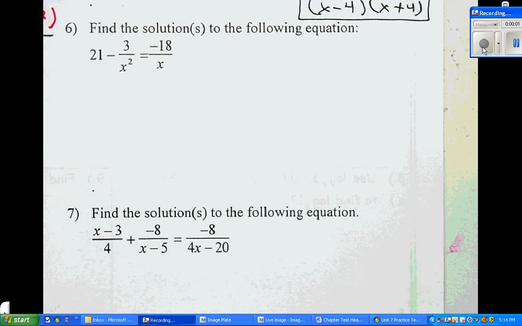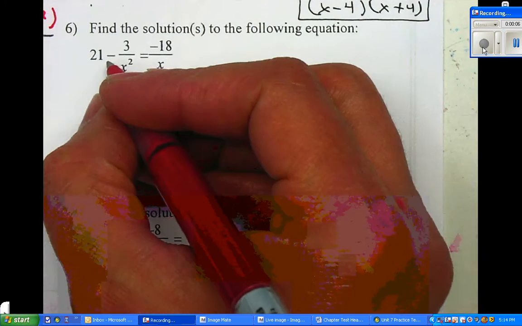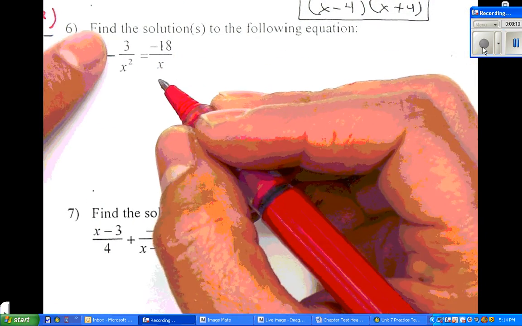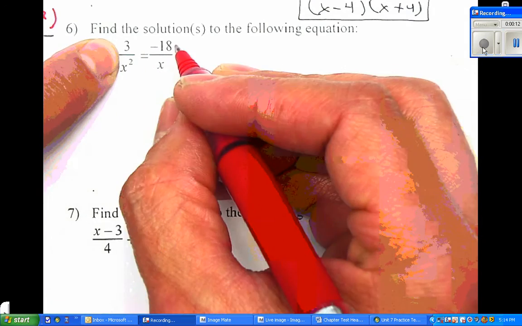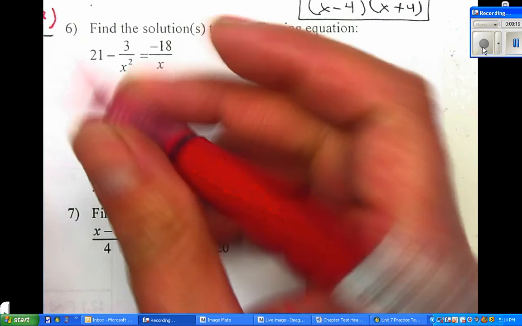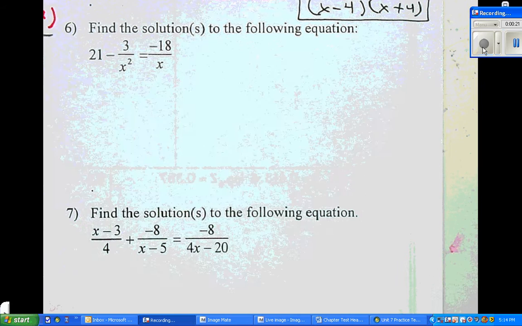On problem number 6, I have an equation, and if you notice, I have two terms on the left and one on the right. If we just had this type of problem, we can cross multiply, but because we have two terms on the left hand side, I can't. First thing, you want to be able to factor the denominator.